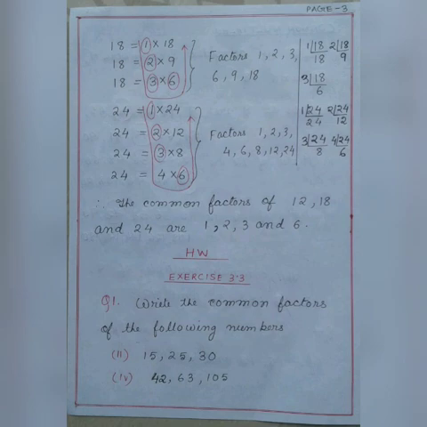I have given you homework from exercise 3.3. Write the common factors of the following numbers. Number 2 is 15, 25 and 30. Number 4 is 42, 63 and 105. You have to find the factors, and from the factors you have to find the common factors of the numbers.